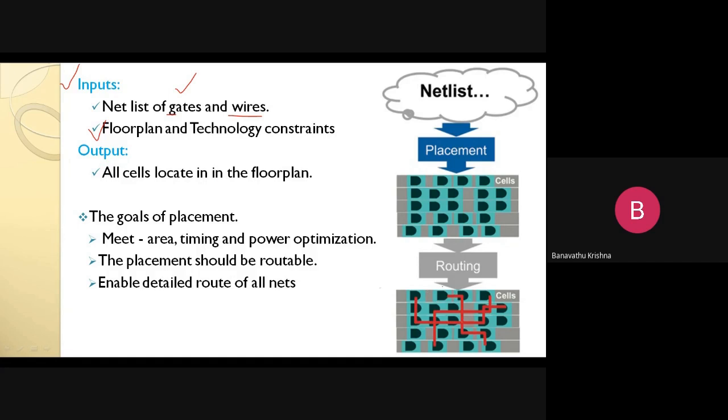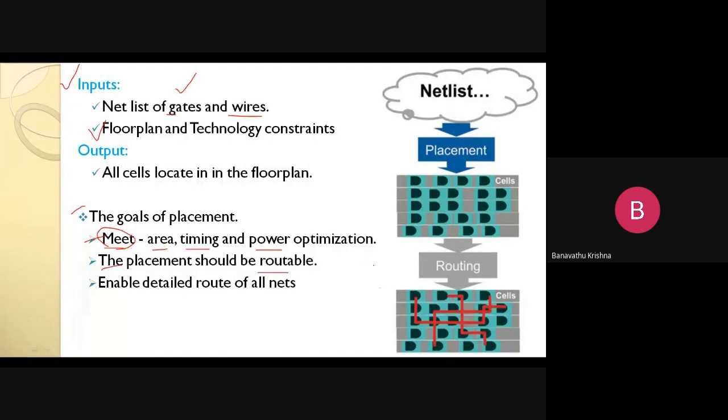Okay, and then we are going to be making the connection here between the modules. Here are the goals of the placement. I want the following parameters to be maintained in a particular layout designing process. First is area, so our aim is low area. Timing constraint: the output response should take very little time. And power optimization: it should perform within a small amount of power. Next, the placement should be routable.